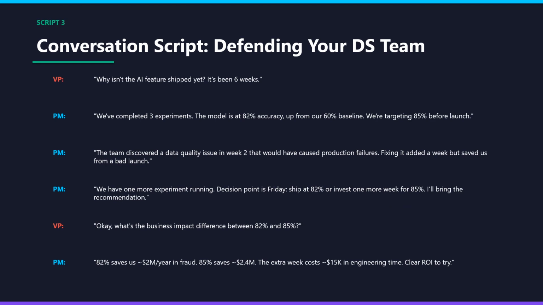So if they push on the ROI, 82% saves approximately 2 million per year in fraud. 85% saves 2.4 million. The extra week costs about 15K in engineering time. So a clear ROI to try, right? Numbers win the arguments. Always translate model performance into business impact.